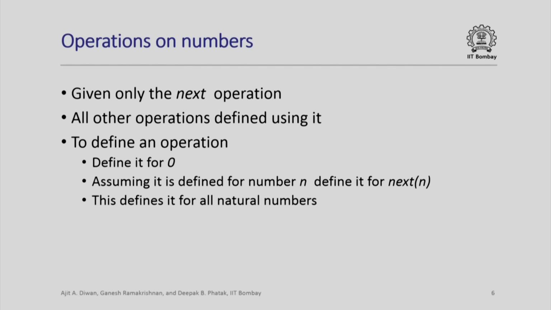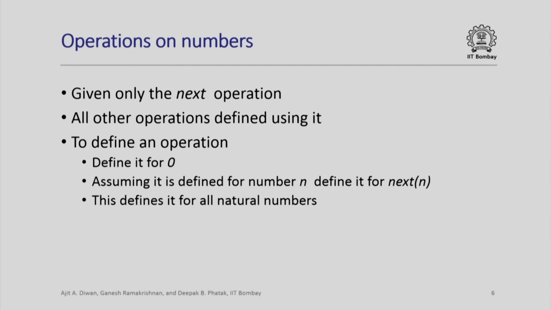And how do you define it? We define it first for 0, which is a natural number that we have assumed exists. And now assuming the operation is defined for number n, we define it for the number next of n. And this ensures that it defines for all numbers.